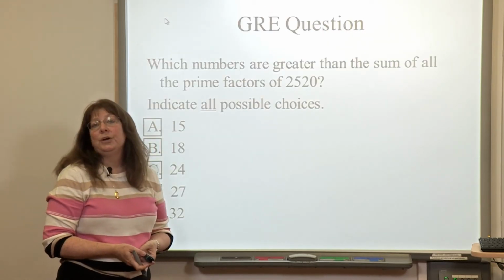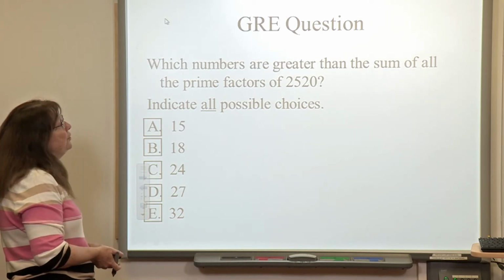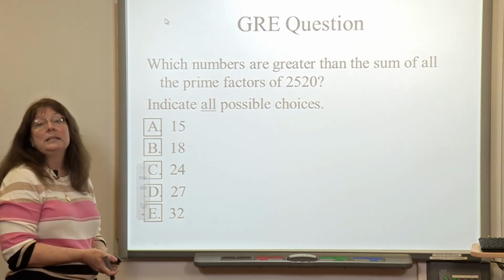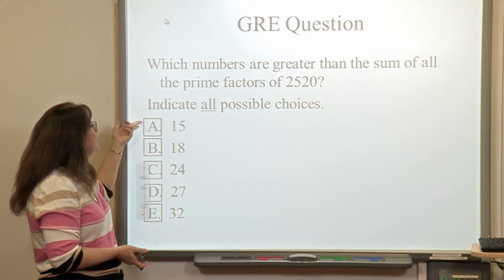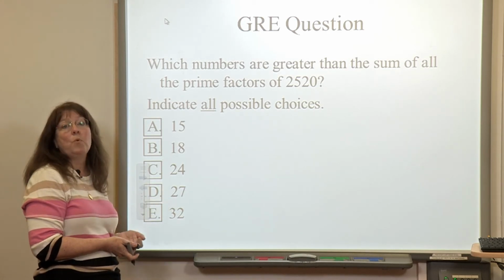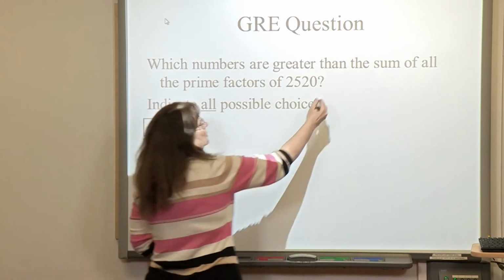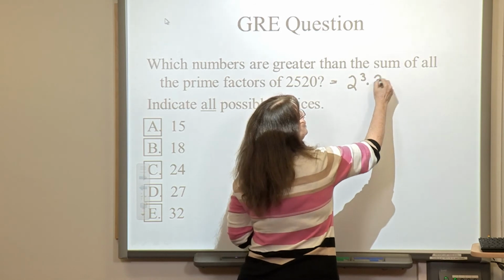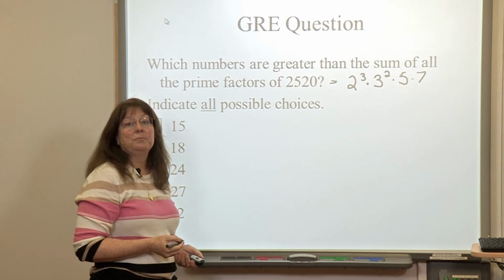Here's an example of a GRE question that would use this idea. Which numbers are greater than the sum of all the prime factors of 2,520? List all possible choices. Now notice for this, when it tells you to list all possible choices, all of the values have square boxes around them. So you know you can pick more than one answer for this choice. The values we had were 2 cubed, 3 squared, 5, and 7. That was our product of primes.